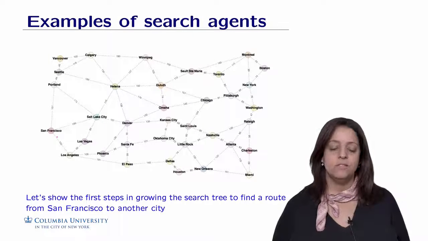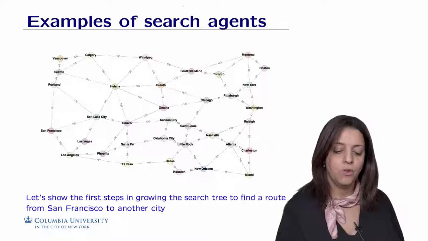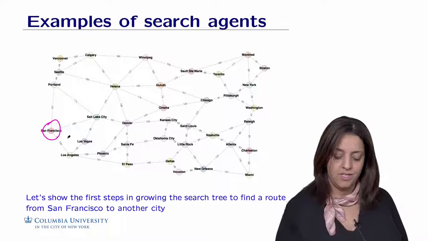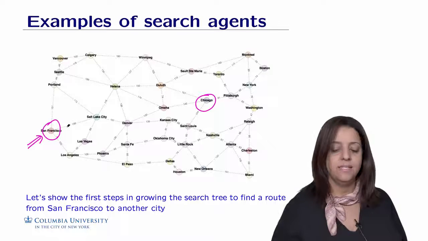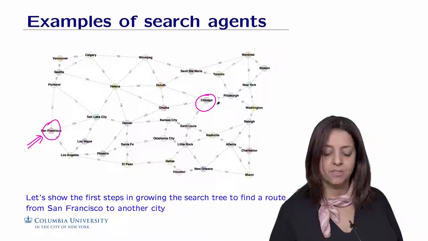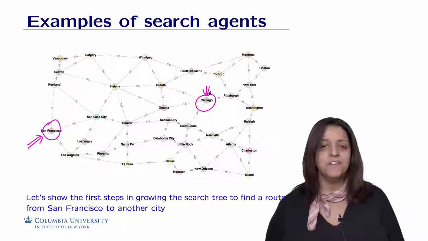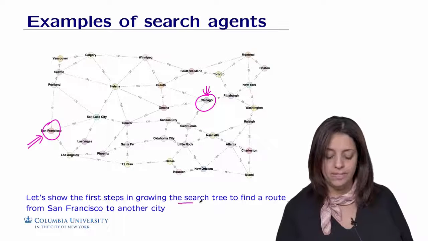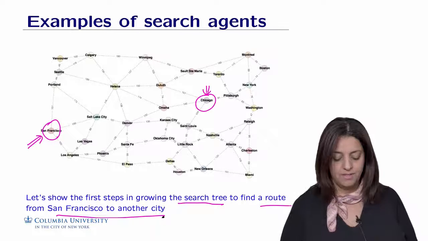Let's illustrate this tree search algorithm on our map example, in which we want to see what would be the path, or the way to go, from San Francisco to another city, let's say Chicago. So our initial state is being in San Francisco, and the goal state is to be in Chicago. All right, so let's show the first steps in growing a search tree to find a route between San Francisco and another city. In this case, we are going to focus on Chicago.